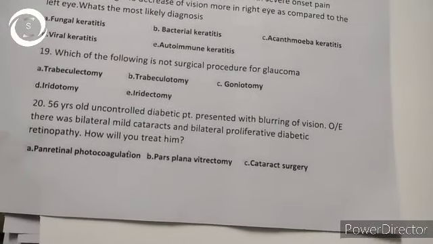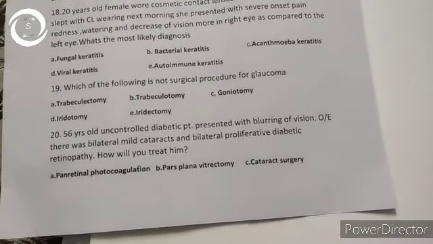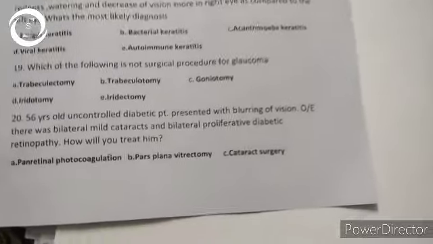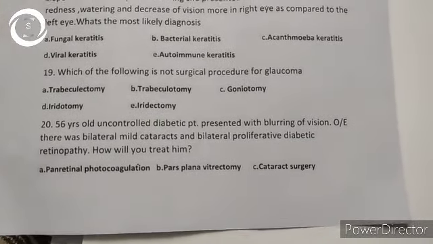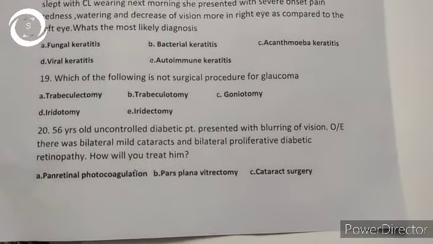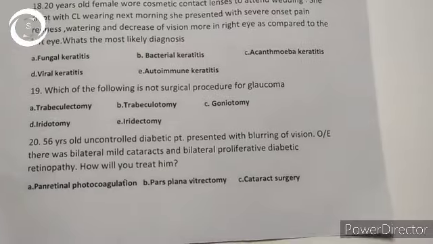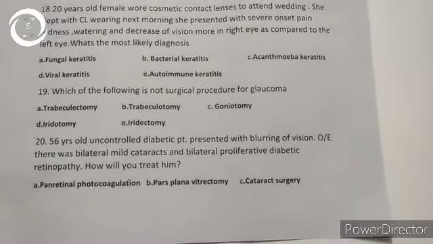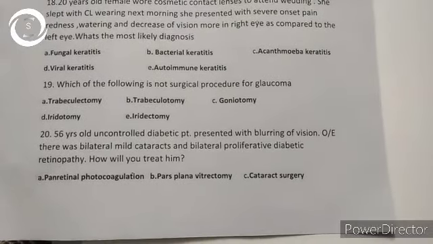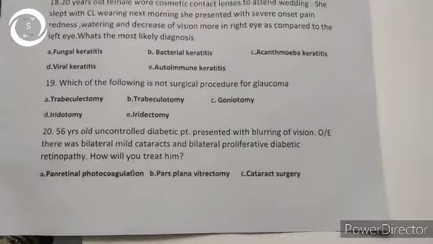So we have two options, pan retinal photocoagulation and pars plana vitrectomy. Now pars plana vitrectomy in a diabetic patient we perform when there is a hazy view, when there is a dense vitreous hemorrhage, tractional retinal detachment. So that is also not that stage. So the correct option in question number 20 is pan retinal photocoagulation.